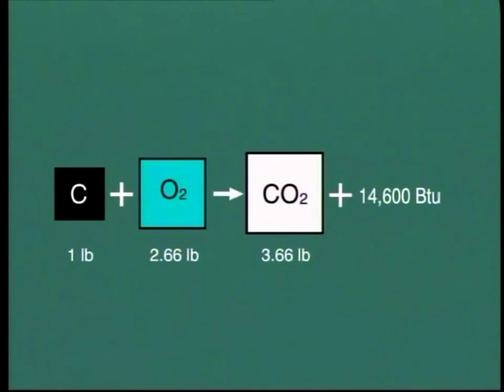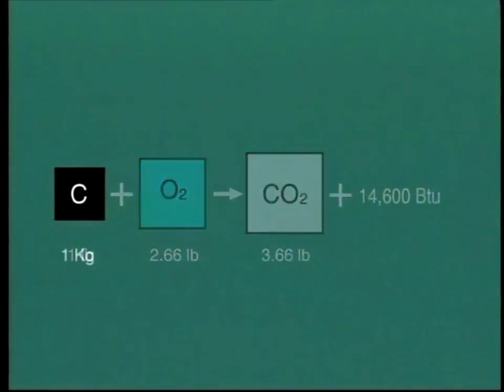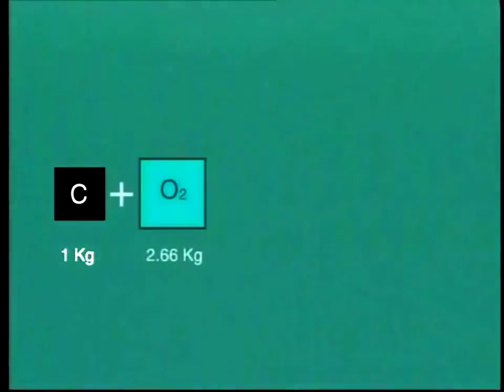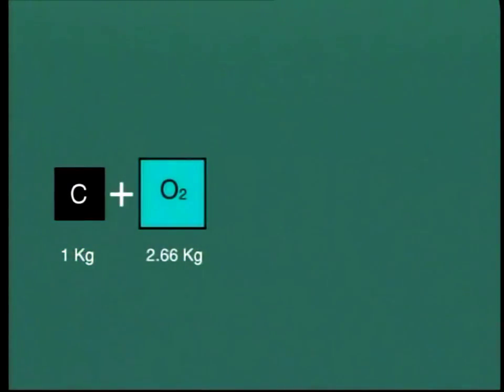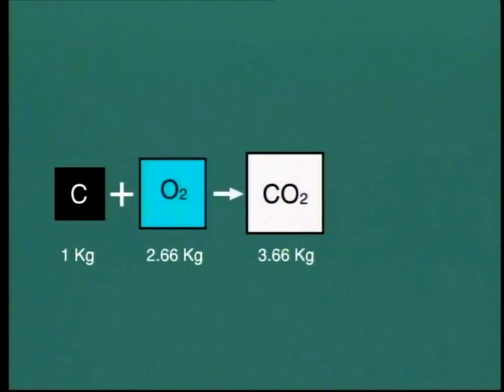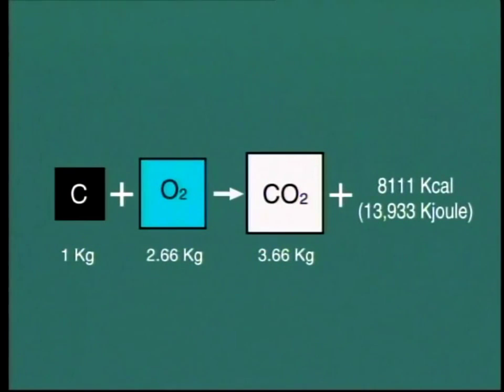14,600 BTU. If we're dealing with metric values, then for 1 kilogram of carbon, we need to add 2.66 kilograms of oxygen to produce 3.66 kilograms of carbon dioxide. This reaction releases 8,111 kilocalories, or 13,933 kilojoules.